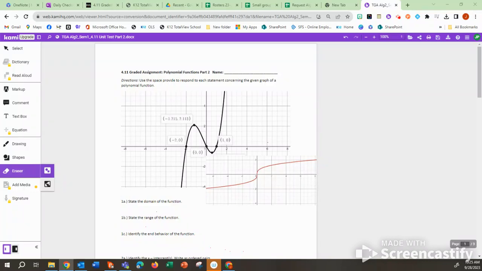Right, this is a help video for 4.11 unit test part 2. I have made up a different graph for number 1. It's the red graph. The original graph in the assignment is the black graph. 1A is asking you to state the domain.